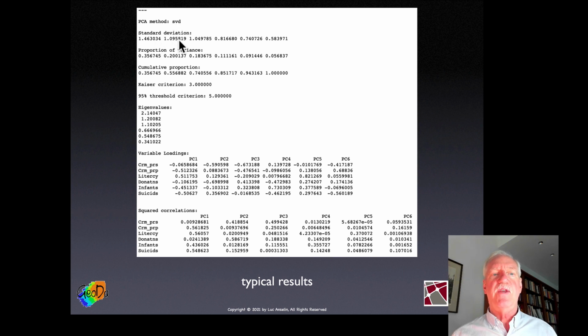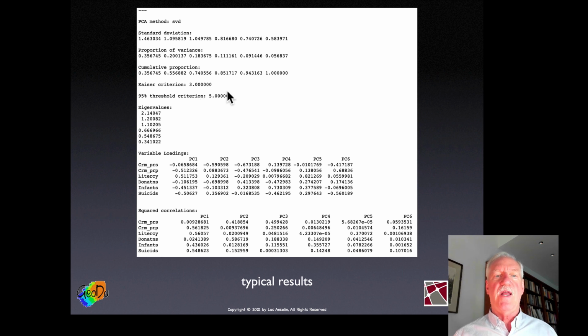Then we have the standard deviation, which is the square root of the eigenvalues, as we'll see in a second. The proportion of variance from the first eigenvector, from the second eigenvector, third eigenvector, and here the cumulative proportion of the variance. So by the time we have 3 eigenvectors, or if you wish, 3 principal components, we explain 74% of the original variance. The Kaiser criterion and the 95% threshold criterion give us guidance into how many principal components we should actually use.